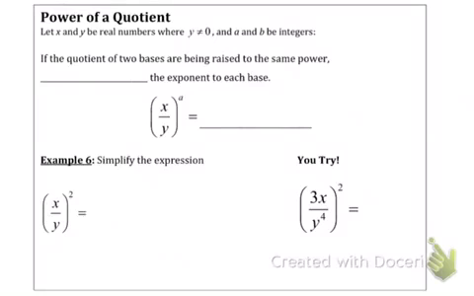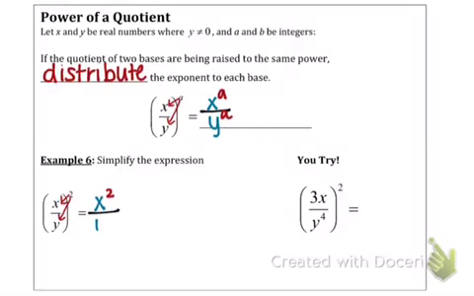Here we have the power of a quotient property. If the quotient of two bases are being raised to the same power, then we distribute the exponent to each base. So we have x divided by y, which are two separate bases, so we need to distribute that power of a to each base. So this would become x to the a divided by y to the a. In our example, again, we have x and y now being raised to the 2nd power. So we need to distribute that 2 to each base. So this will become x squared divided by y squared.